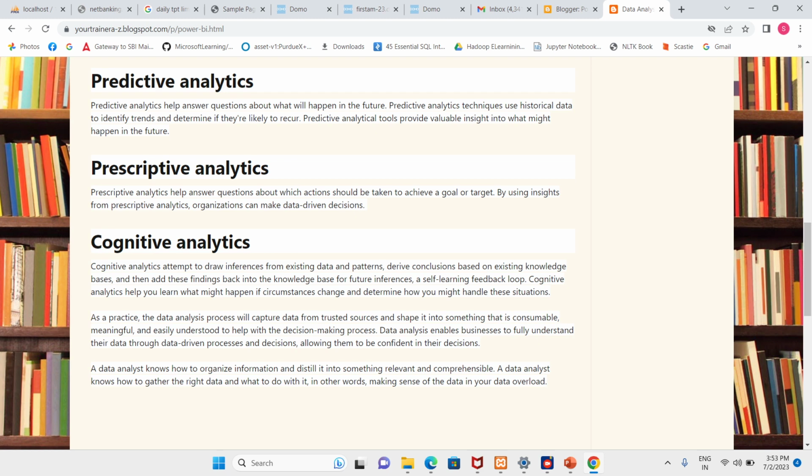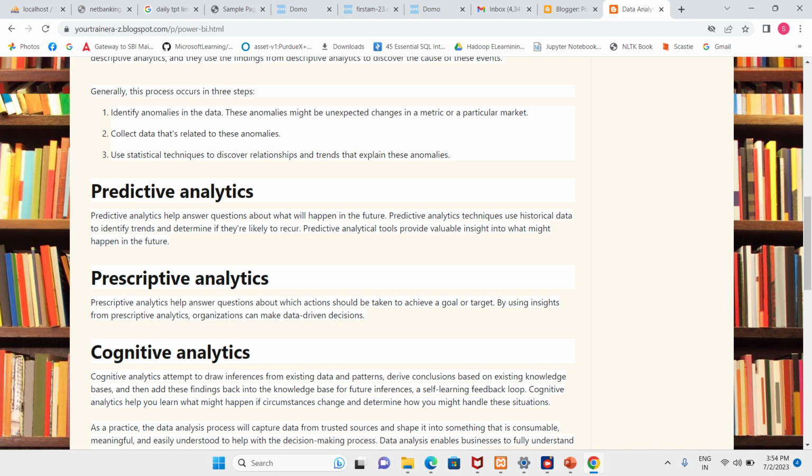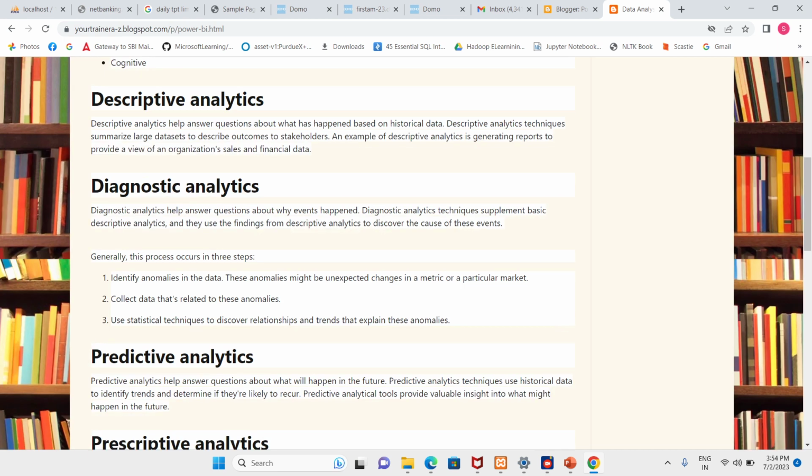Cognitive analytics attempts to draw inference from existing data and patterns. Okay, derive conclusions based on an existing knowledge base and then add these findings back into the knowledge base for future inference, a self-learning feedback loop. Cognitive analytics helps us to learn what might happen if circumstances change and determine how we can handle it if circumstances change. So these are the important points about data analytics and types of data analytics.